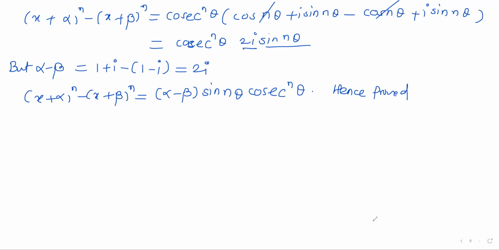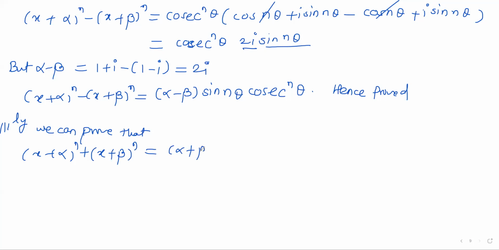Similarly, if you are asked to do addition instead of subtraction, similarly we can prove that (x plus alpha) raised to n plus (x plus beta) raised to n, in that case it will be nothing but alpha plus beta into cosec raised to n theta into cos of n theta. So this you can also prove. Right? So this is all about De Moivre's theorem and its examples. In the next lecture, we'll start with the next topic, that is nothing but expansion of sine n theta and cos n theta in powers of sine and cos. So I think for today's lecture, this is it.